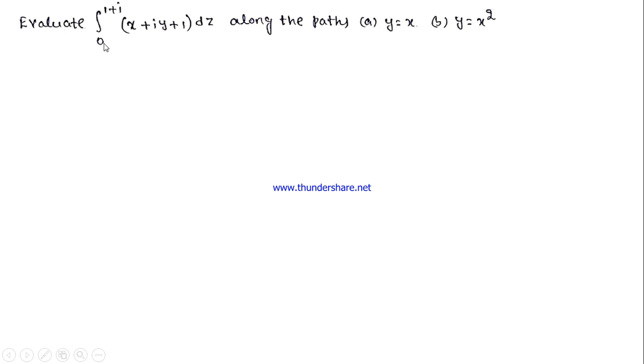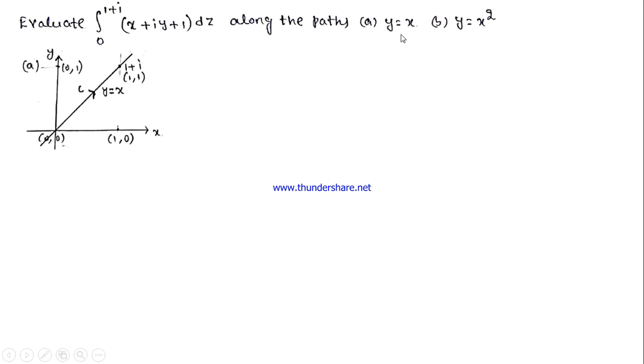I'm supposed to integrate from 0 to 1 plus i along the path y is equal to x, and next time along the path y is equal to x square. Now let me try to understand one by one. Let me draw the graph corresponding to this one. So y is equal to x is what? A straight line passing through the origin. So (0, 0) and (1, 1) both lie on this line. Now I'm supposed to integrate from (0, 0) to (1, 1) along this curve C, and this represents y is equal to x.